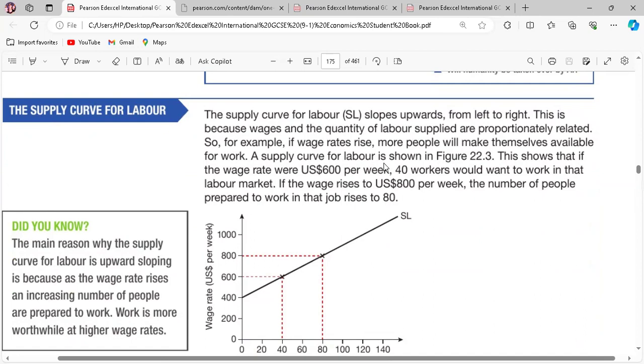So what it simply means is that if the wage rate increases, the number of people that will be willing to work would increase. That means people will be more motivated to work because the wage rate has increased. On the other hand, if the wage rate falls, people become demotivated and they don't have the incentive to want to work. As a result, the supply of labor would reduce. That is for wage rates.